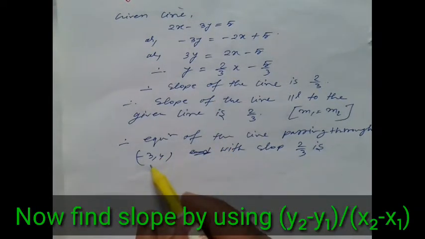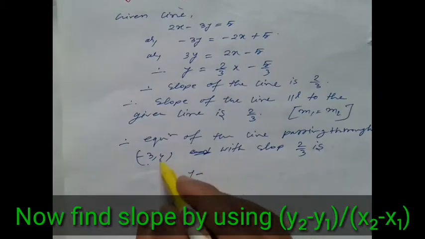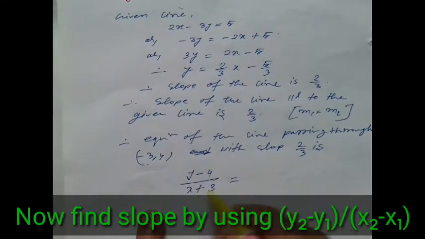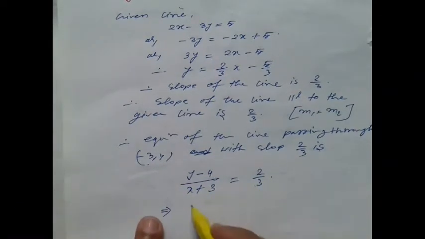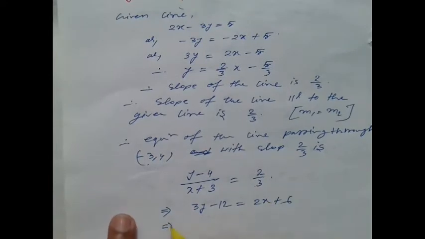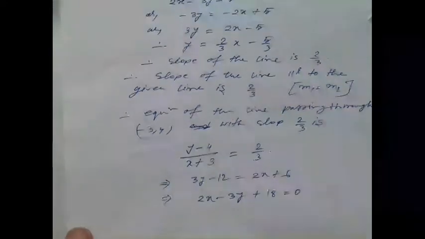on the required line, so we have to get the slope for x, y and this point. So (y minus y1) by (x minus x1), so y minus 4 by x plus 3, and this is the slope, and again we have got the slope 2 by 3. Okay, so implying 3y minus 12 equals 2x plus 6, implying 2x minus 3y plus 18 equals 0. This is the required line.